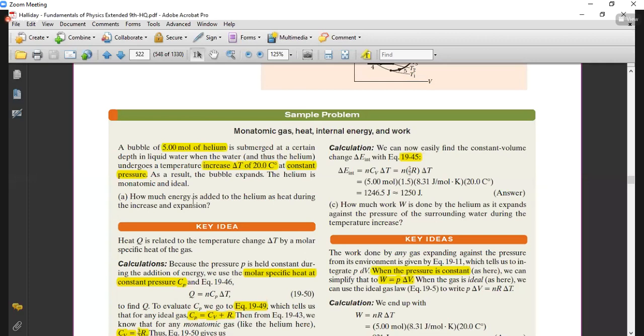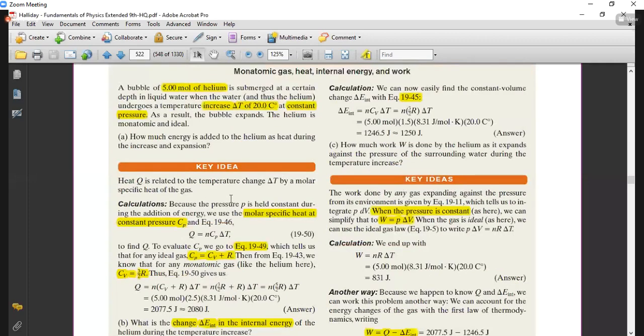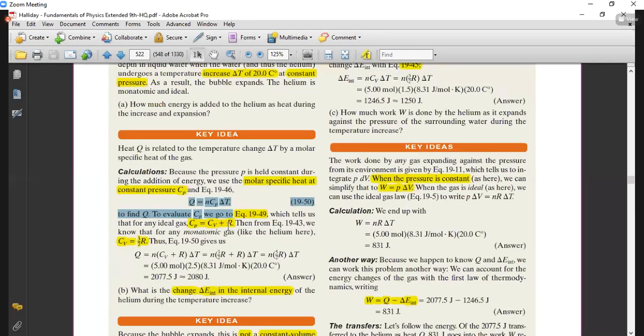So for the constant volume process, we do know the equation which is equal to this one. Also we know that Cp is equal to Cv plus R. So we will use this relation Cv plus R. So we know that Cv is equal to 3 by 2 R.